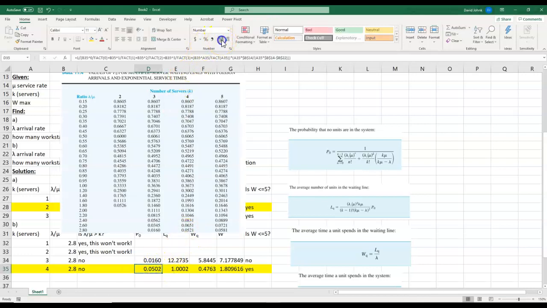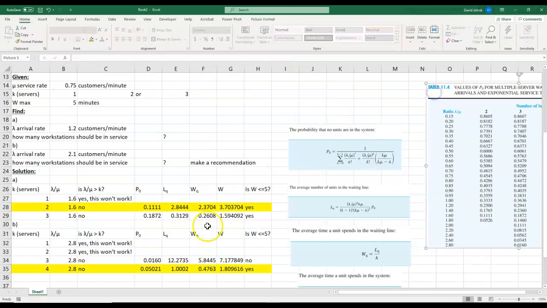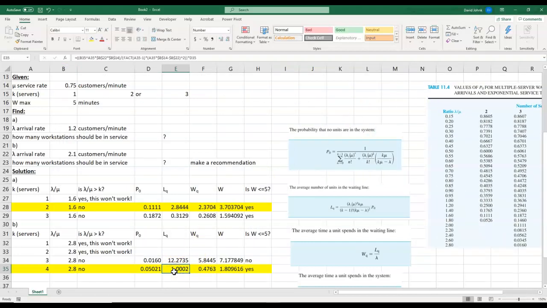We take this out. So that's why sometimes using tables, that's a typo, isn't it? We have the exact answer right here. It should be 0.502, not 0.0521. So that's why sometimes it's better to calculate things out exactly. But anyway, I just noticed that right now. So anyway, we know that we need 4 servers.